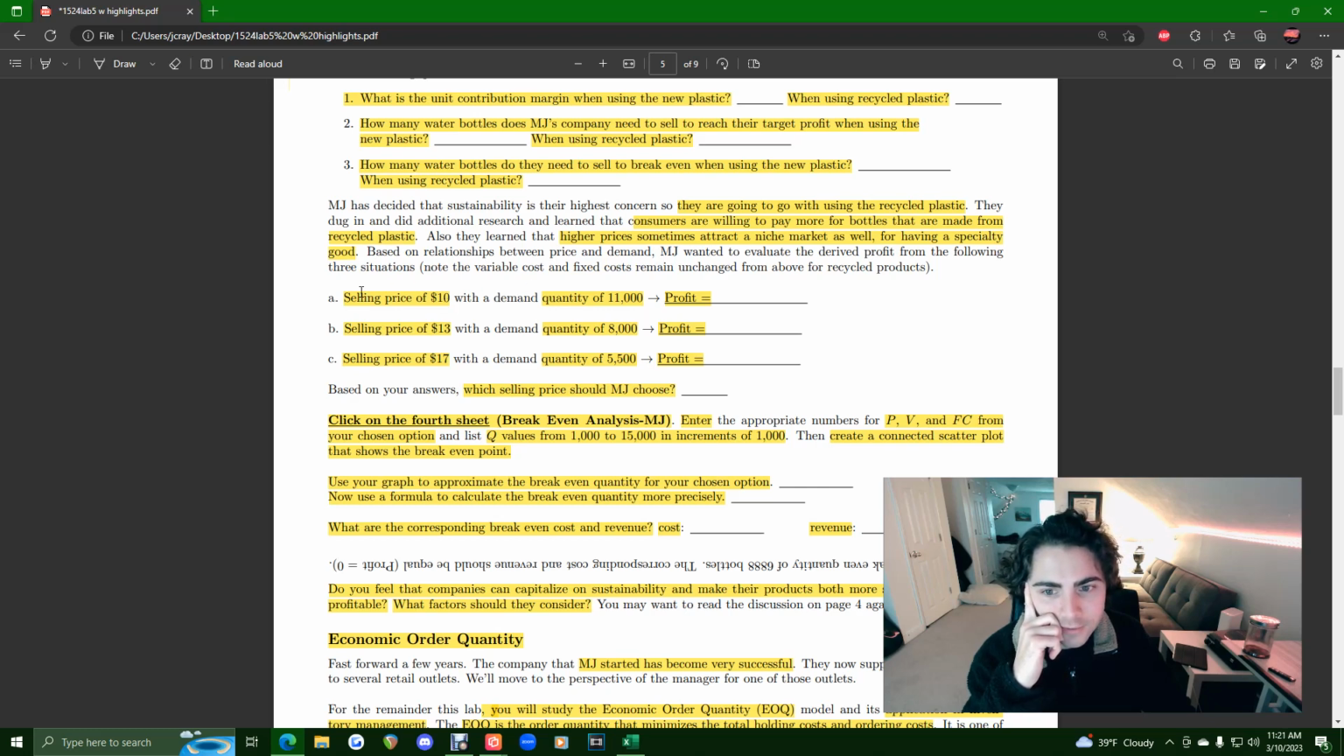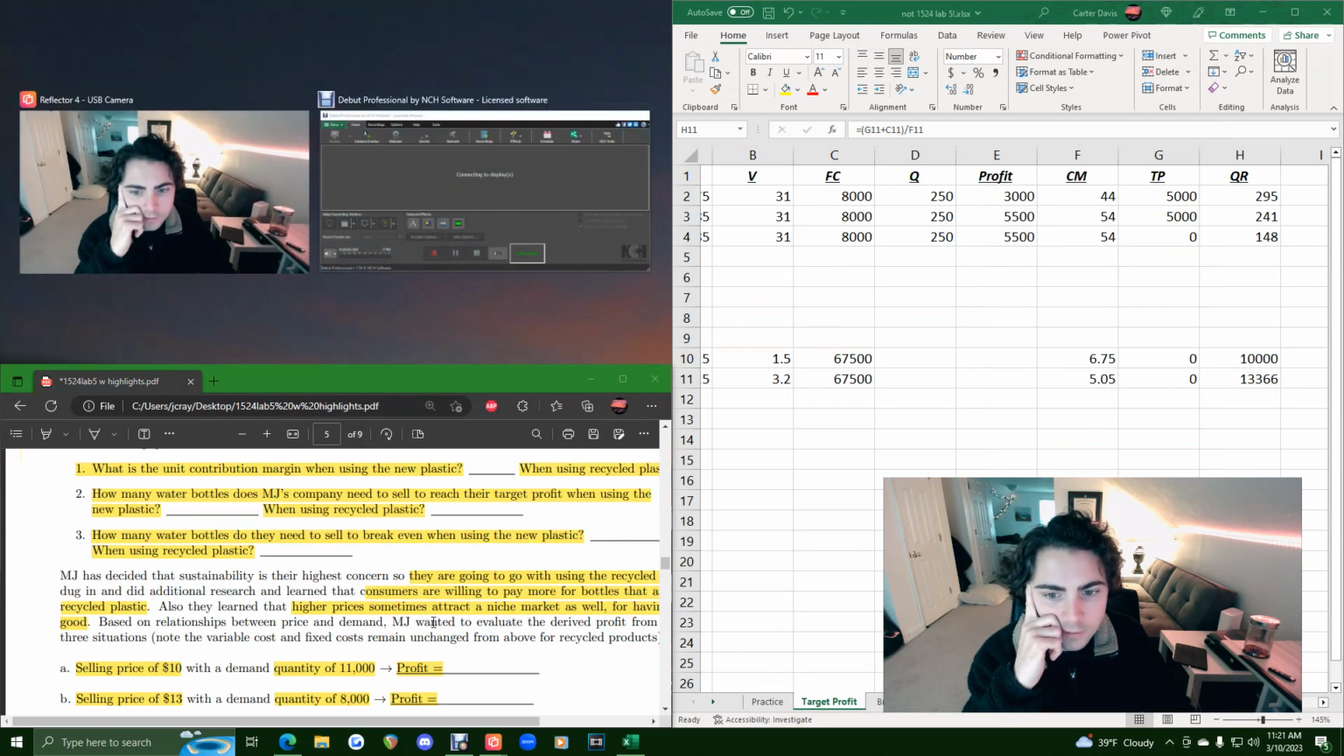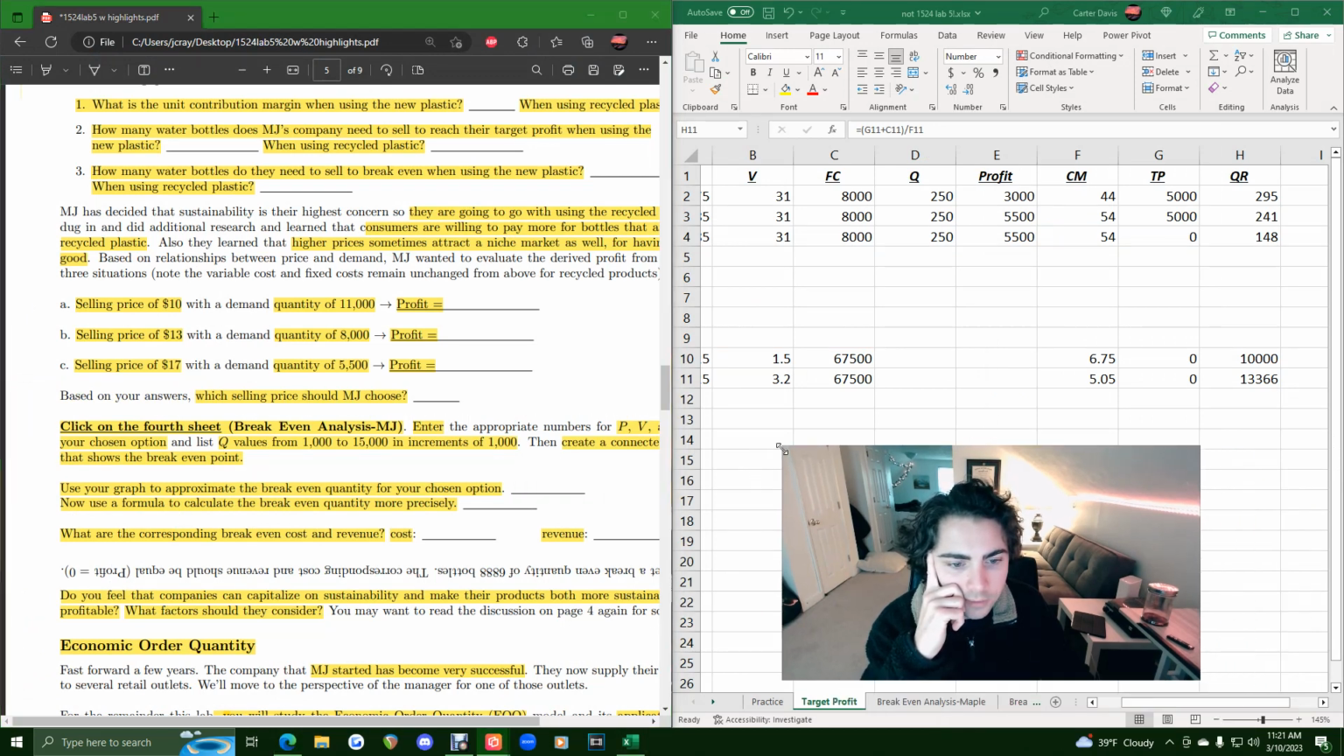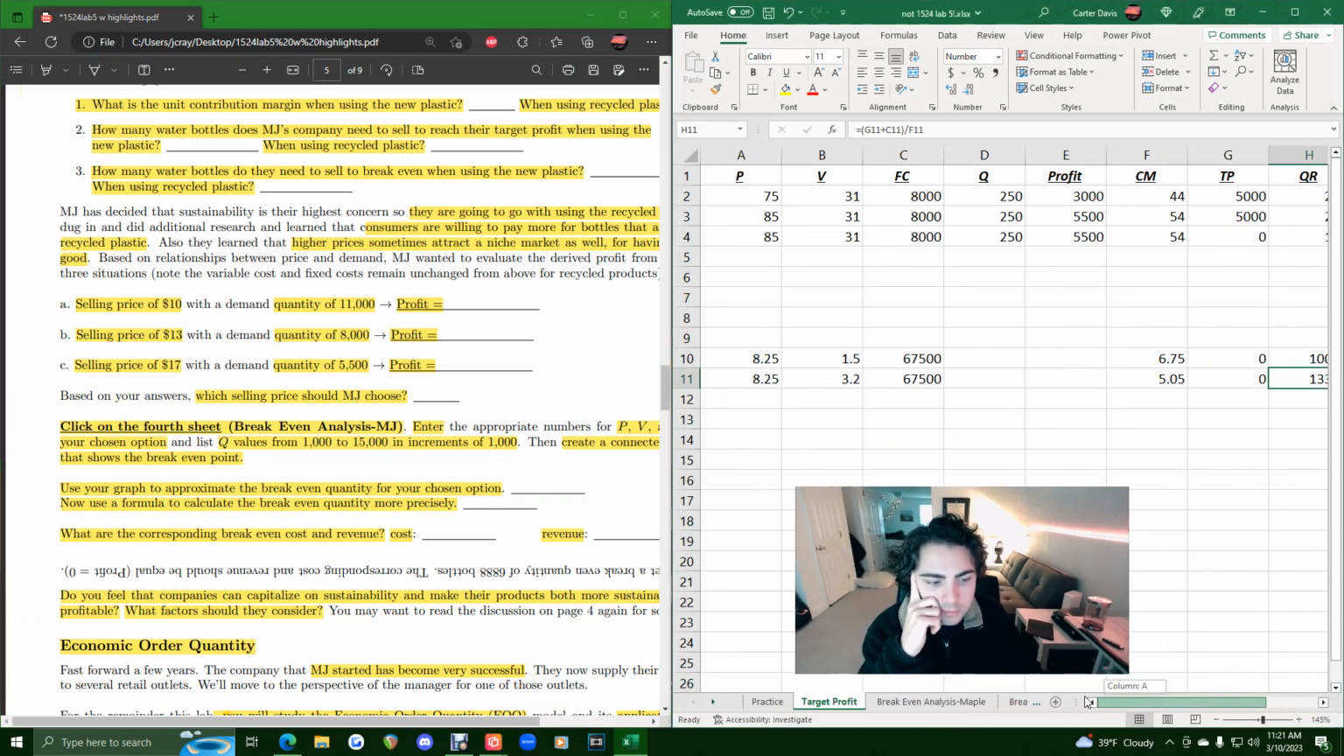So they're trying out different options here, and I guess they just want us to use these to calculate different options. Okay. I don't even know if we need Excel or not. Let's see what we can do. Let's see what we have. All right. Selling price of $10, but a quantity of 11,000. So they're just having us calculate.